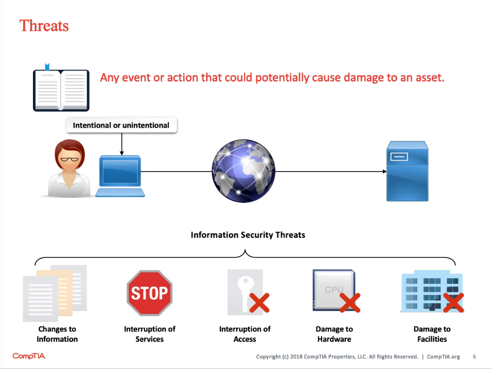So potential threats to an IT system would be unintentional or unauthorized access to data. It could be an interruption of services. It could be an interruption of assets. It could be damage to hardware, and it could be damage to our facility. It also could be unauthorized access to our facilities.